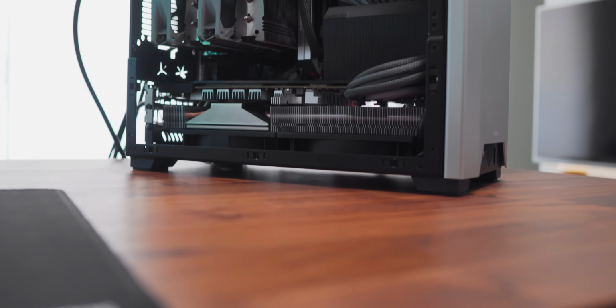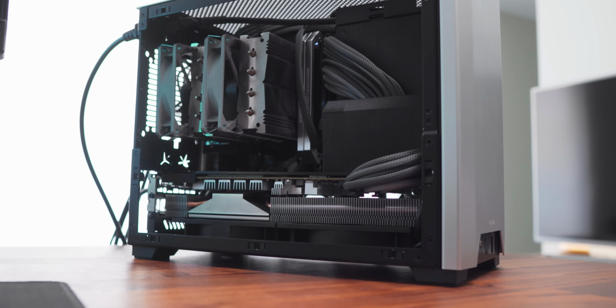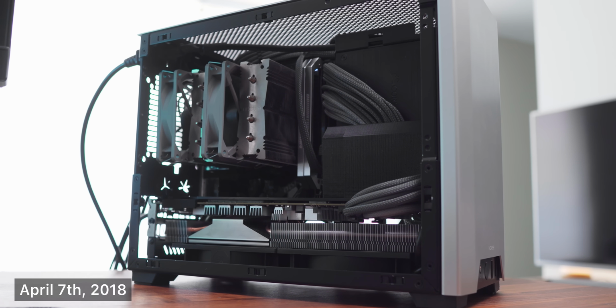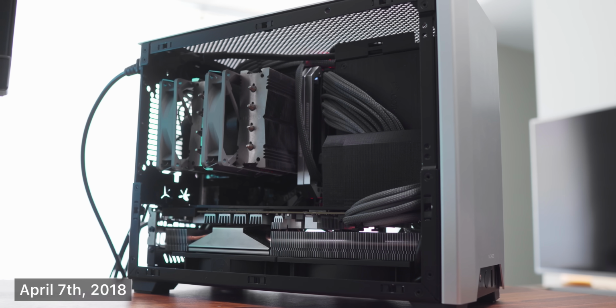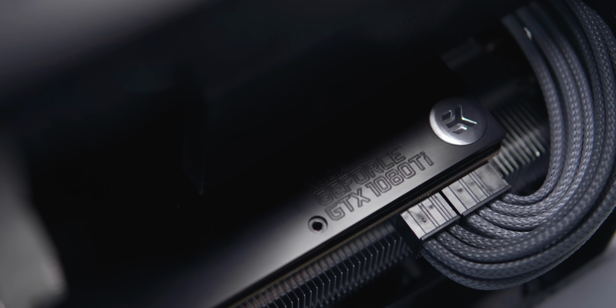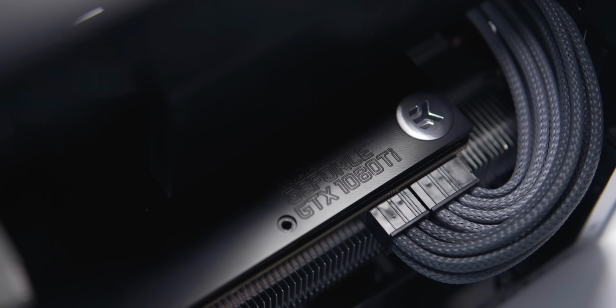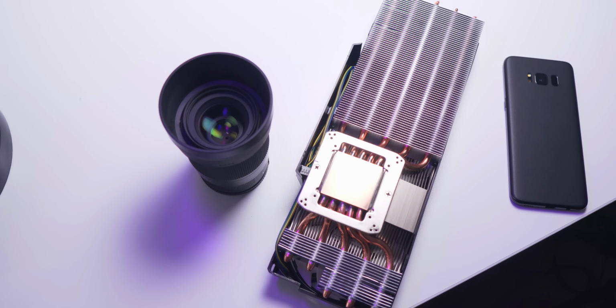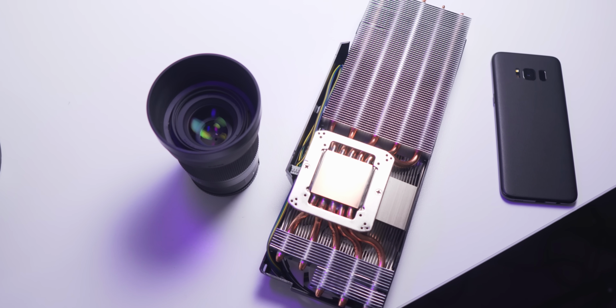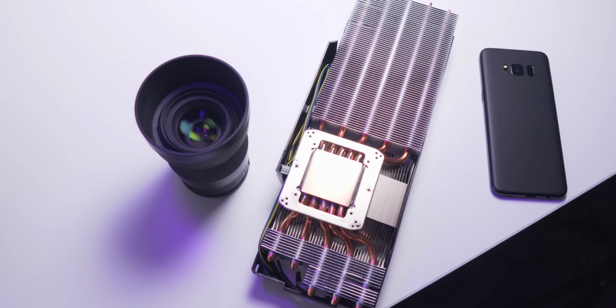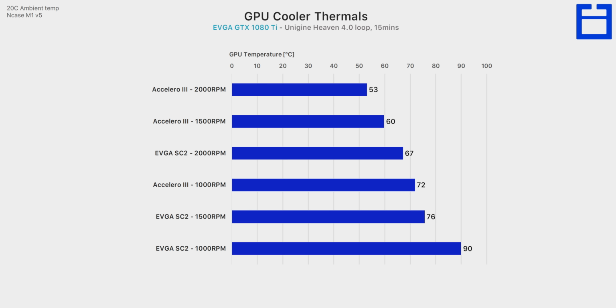So some of you might remember one of my previous personal rigs over 2 years ago in the N-Case M1, which uses a very similar setup to what we're taking a look at today. That build used a GTX 1080 Ti with the Arctic Accelero 3 aftermarket GPU cooler, paired with some 120mm fans from EK. And the performance improvement over the stock EVGA SC2 cooler was night and day. At the same fan speeds, we saw around a 15 degree C improvement for GPU thermals, which is absolutely massive.